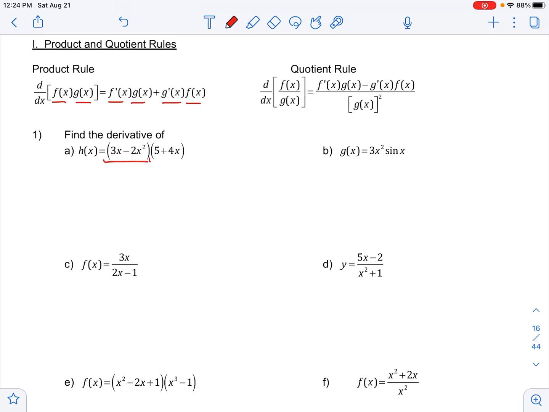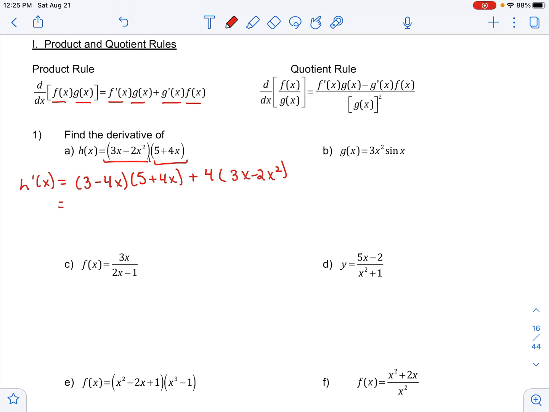So this is your f of x function, this is your g of x function. So the product rule says we take the derivative of the first function, which is 3 minus 4x, times the second, plus the derivative of the second function, which is just 4, times the first, 3x minus 2x squared. So if I ask you to just take the derivative, you can stop there.